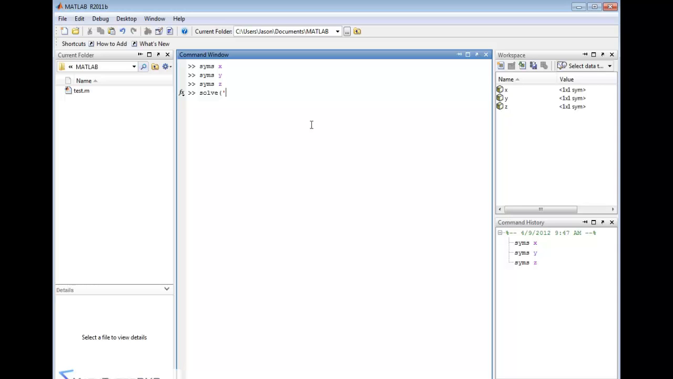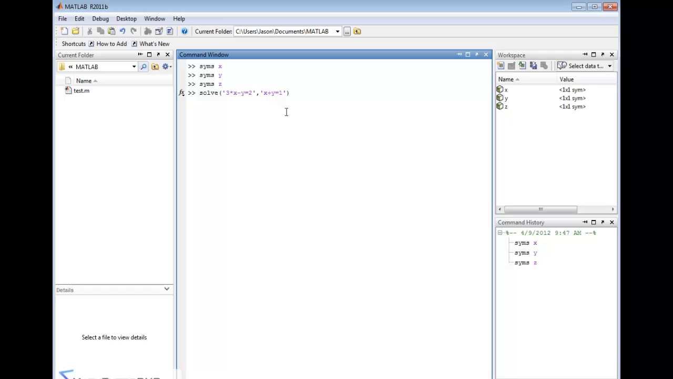So let's just say we have 3x minus y is equal to 2. We'll close that off in single quotes on both sides. That's the first equation. Then we'll put a comma. Let's do x plus y is equal to 1. And we need to enclose that second equation in single quotes. So there we have the basic syntax of what we're doing.